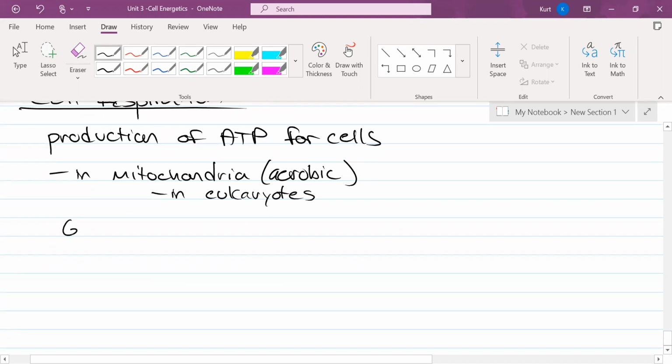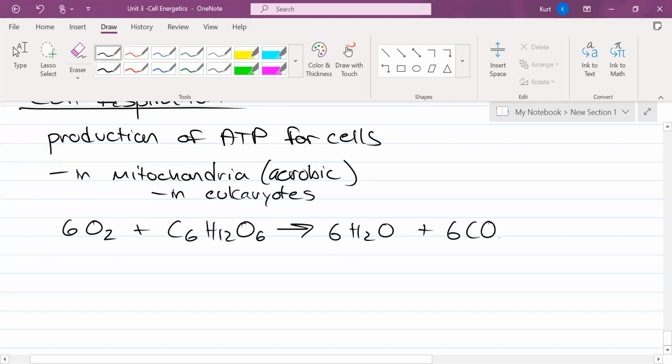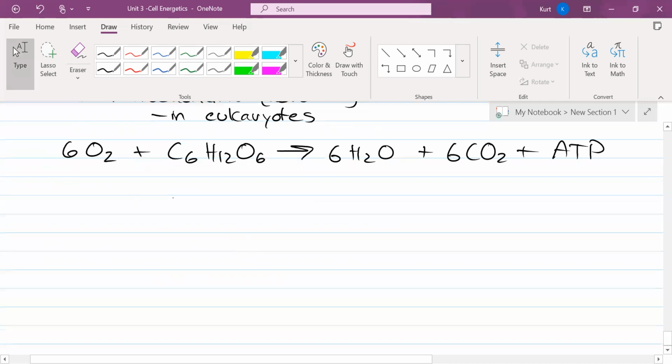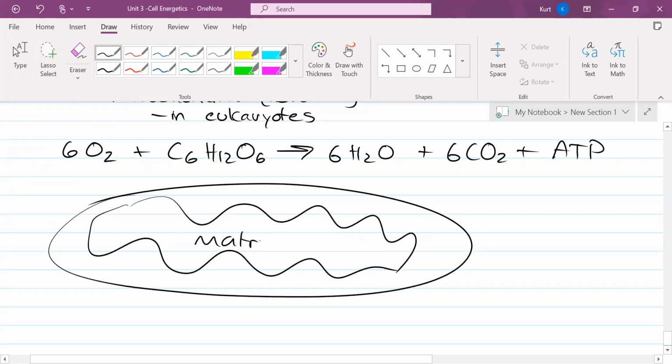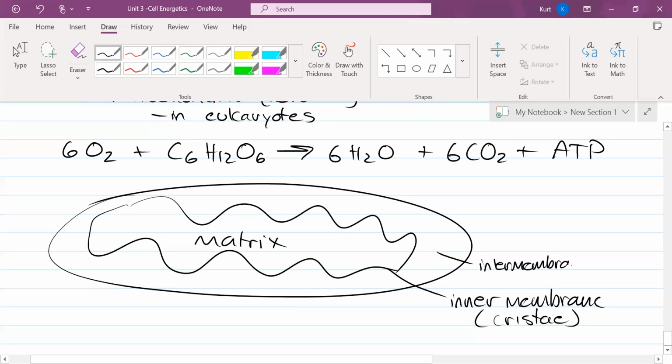The equation is 6 molecules of oxygen react with 1 molecule of glucose to produce 6 molecules of H2O and 6 molecules of CO2 and a lot of ATP, like 38 ATP. Okay, this takes place in the mitochondria. Let's do a quick drawing of the mitochondria. Most of it takes place in the mitochondria. We have the matrix inside. We have the inner membrane, which is also called the cristae. We have the intermembrane space. And then we have the outer membrane.